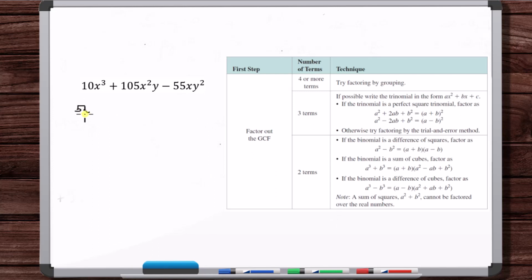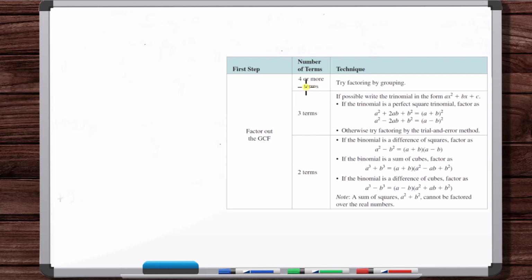So you say 5x, this results in 2x squared plus 21xy minus 11y squared. Then you come here to this 3-term expression, and since there's no greatest common factor here, you move on to the next step. The next step, how many terms do you have? Do you have 2 terms, 3 terms, or 4 or more terms? That's the next thing you do, is count the number of terms you have.